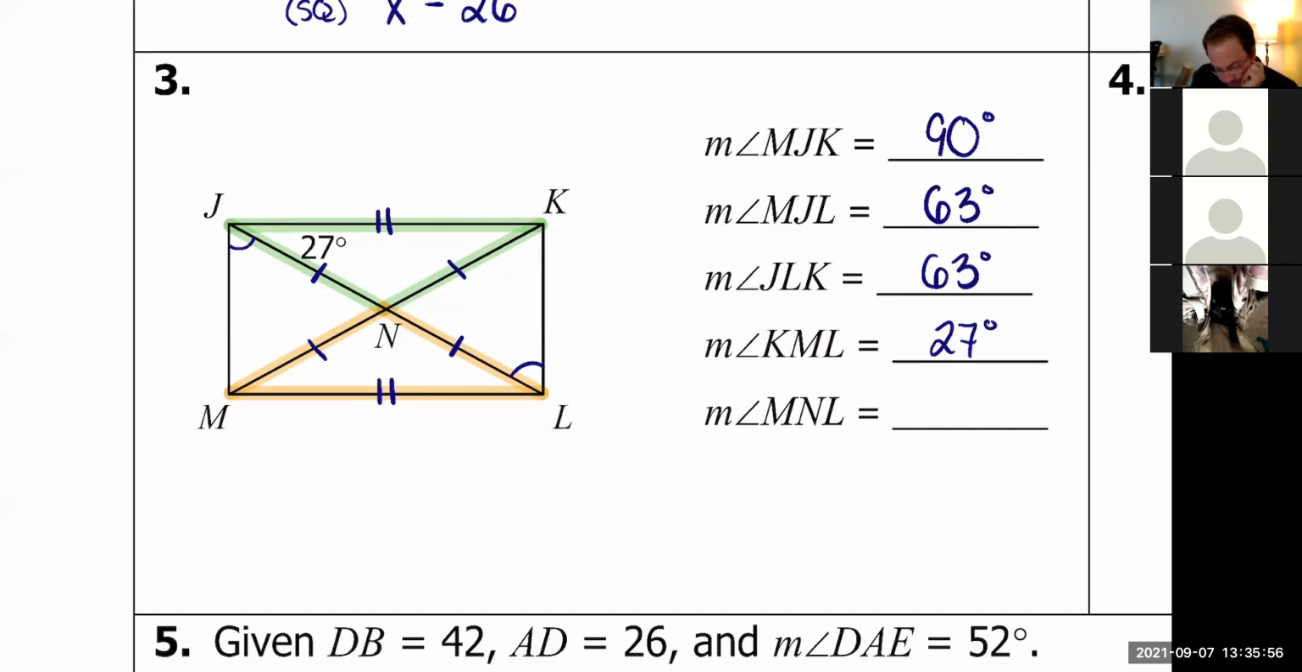And then MNL. Well, going off of that information we had here, if this is 27 degrees and this is 27 degrees because it's isosceles, what do all the angles in that little orange triangle at the bottom add up to? 180. So we know we need 180. Take away the 27 from one angle plus another 27 from the congruent angle should give me a total of, I believe, someone please check me on this, 126. That's correct.